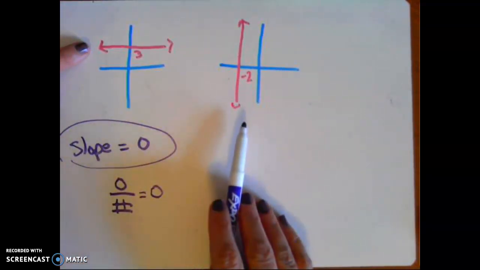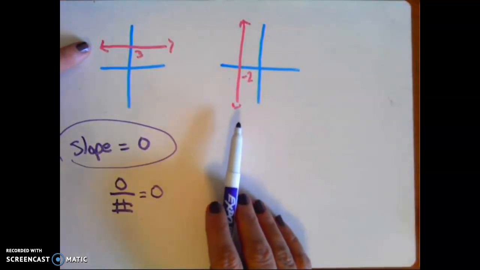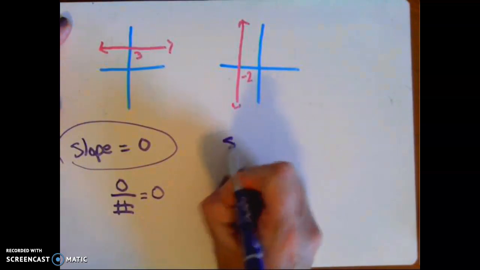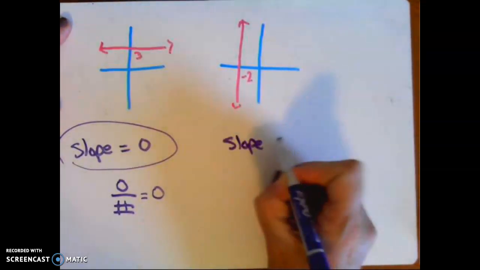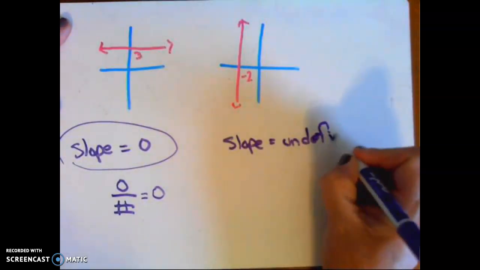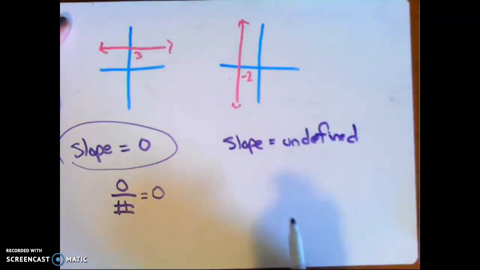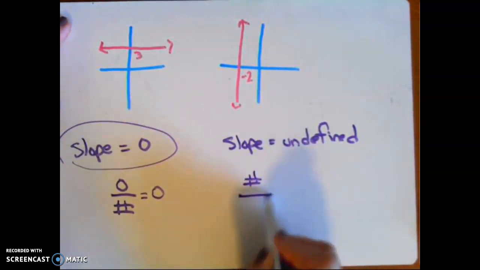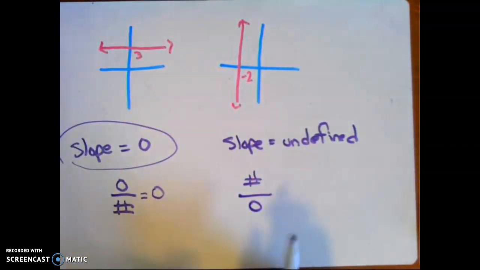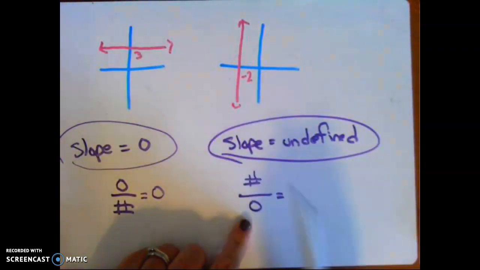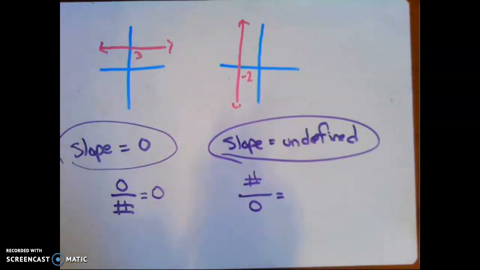So let's go to our vertical line. This is a vertical line intersecting the x-axis at -2. So for this one, my slope is going to be undefined. If we do our rise over run, I am rising a number and I'm running 0. Well, anything over 0 is called undefined. That's where we're getting an undefined slope.